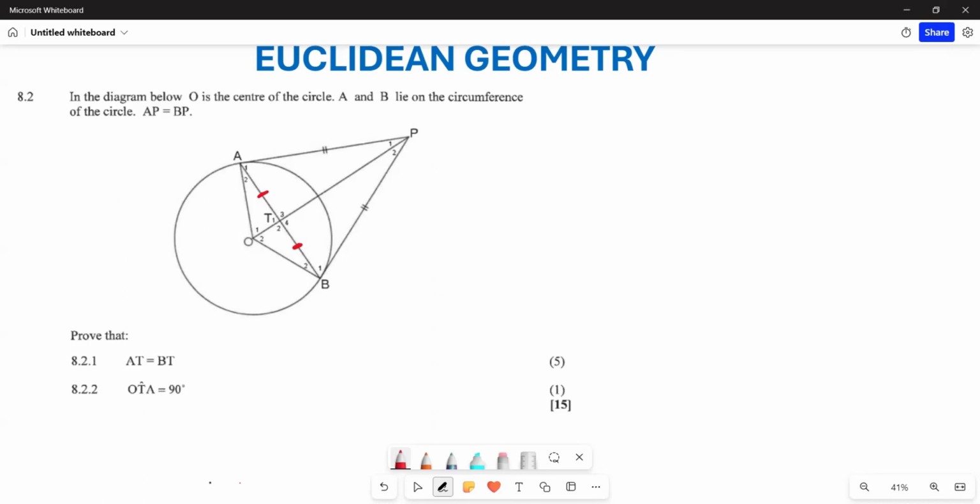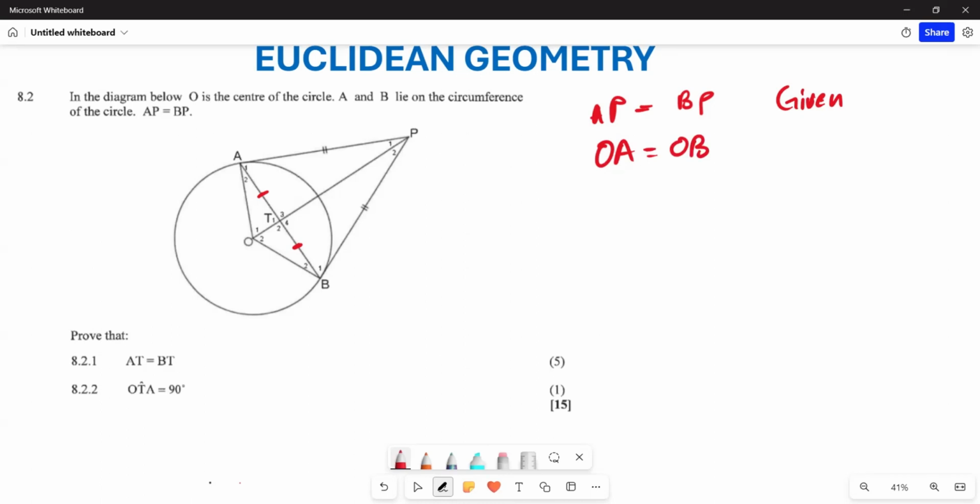An easier way would be, look, if you can start here and say, my AP, can you see that my AP is equal to my BP? This one is given. And also, what is it that you are going to do? You can say your OA is going to be equal to your OP.